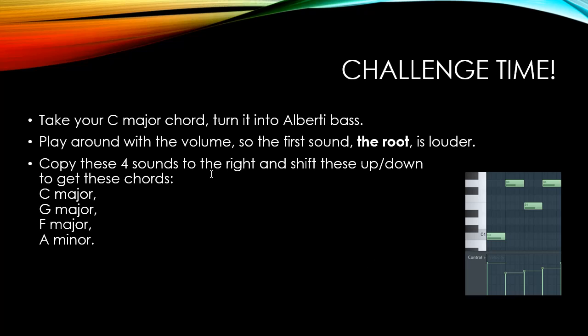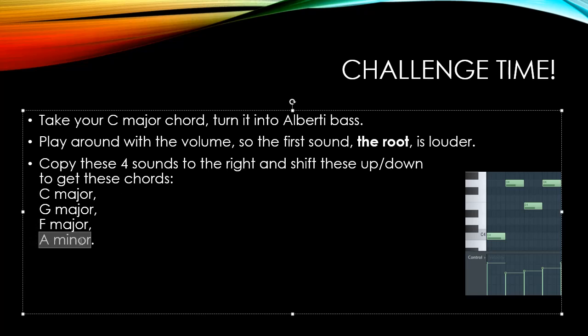And copy these four sounds to the right and shift these up and down to get these chords: C major, G major, F major, and A minor. Okay, there's a minor chord here. There's a trap. Remember, minor chord gets this one note lower, right? So how do I shift C major into G major? I have to shift it a couple of notches until this little letter C here becomes a letter G, right?